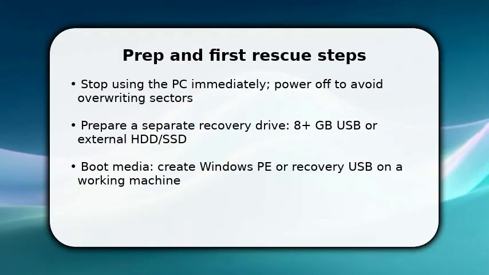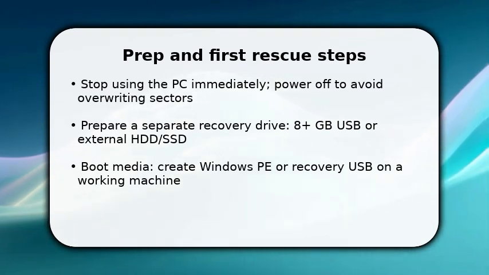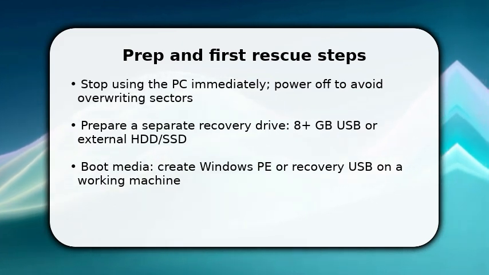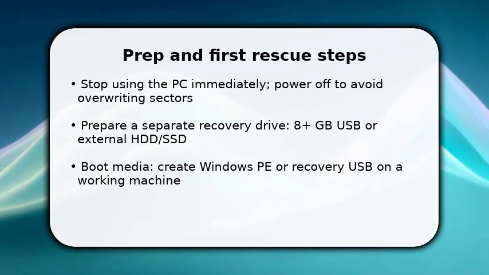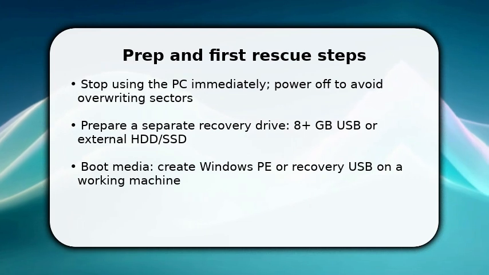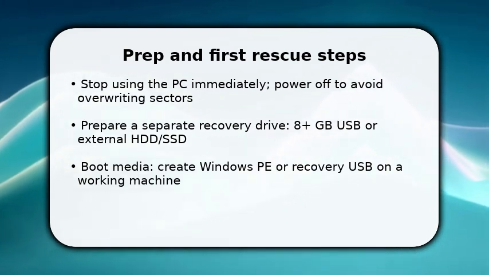You must act fast. Power down the machine to prevent further writes, because data loss grows with every boot. Once off, prepare a clean recovery drive on another computer, an 8+ GB USB or external SSD, and write a Windows PE or recovery tool image to it so you can boot safely. Make sure to label devices to avoid mistakes.